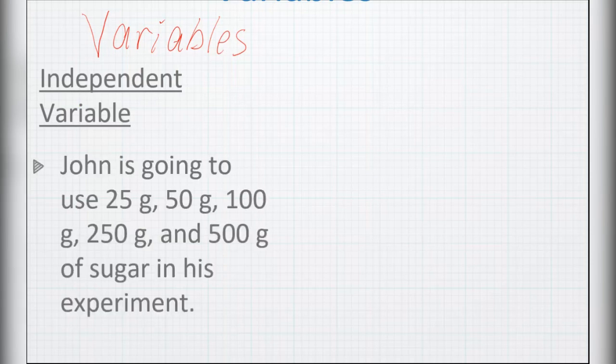What is the independent variable in this case? John decided to start with 25 gram sugar, then 50 gram sugar, then 100 gram, then 250 gram, then 500 gram. You see, he can change the amount of sugar. He can make 25, 30, 35, 40, 45, whatever he wants because he has control. This is the independent variable. What are the other types of variables?